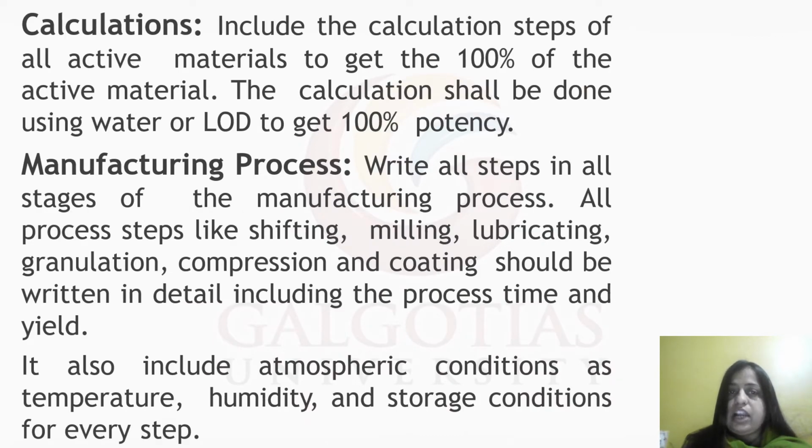Calculations include the calculation steps of all active materials to get 100% of the active material. The calculation shall be done using water or LOD to get 100% potency. Manufacturing process: write all steps in all stages of the manufacturing process. All process steps like sifting, milling, lubricating, granulating, compression and coating should be written in detail, including the process time and yield. It also includes atmospheric conditions such as temperature, humidity and storage for every step.